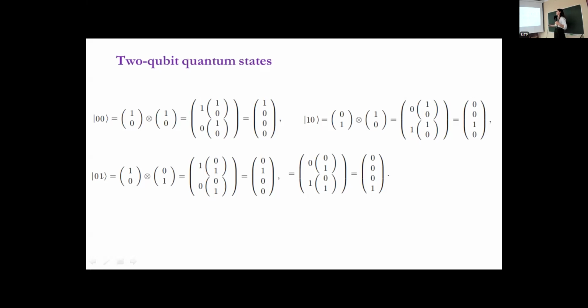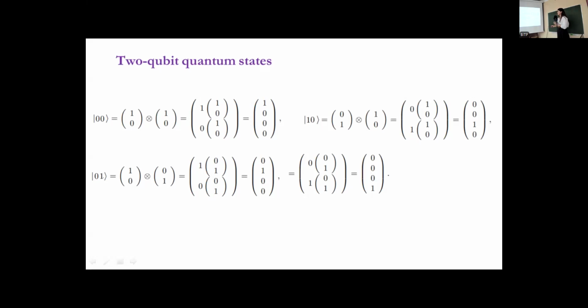And at the end, we obtain this vector, and the number of components in this vector is equal to 4. So we have a 4-component vector, which represents the state 0, 0. In the case of state 1, 0, we have the following result. In the case of state 0, 1, we have the following result.